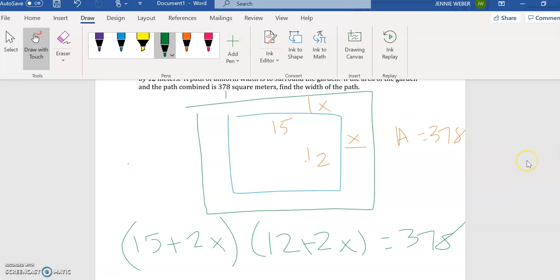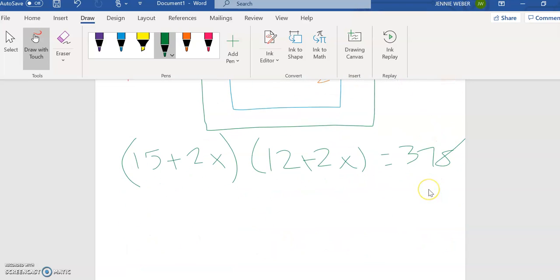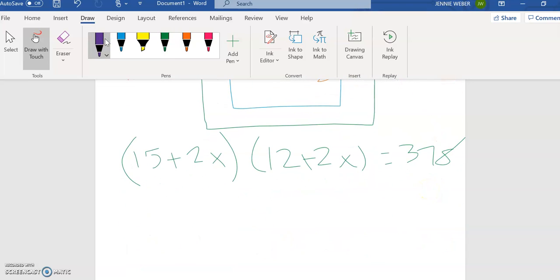So this is the worst part, right? This is the part we all go, ah, but then it's not so bad. So I'm going to start by doing this. I have to FOIL 15 plus 2x times 12 plus 2x. So I have to get the 0 alone, right? So 180 plus 24x plus 30x plus 4x squared equals 378.